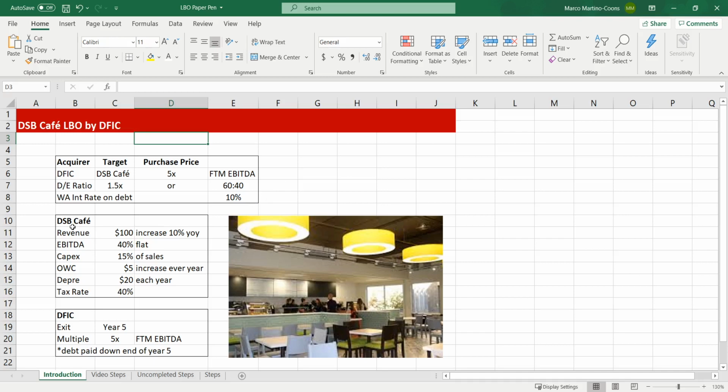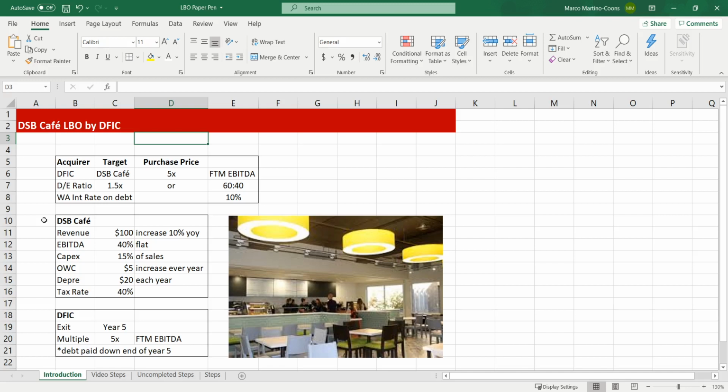Here are some facts about the company that we're doing a leveraged buyout on. This is DSB Cafe. I'm sure most of us have been there before. They have great revenue of $100 million a year, and this is going to increase 10%. Their EBITDA is 40% of revenue, so it's going to be flat. It's going to stay the same. Capital expenditures are going to be 15% of sales. Our operating working capital is going to increase 5 million year over year. Our depreciation is 20 million each year, and our tax rate is 40%.